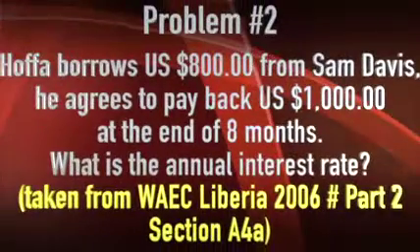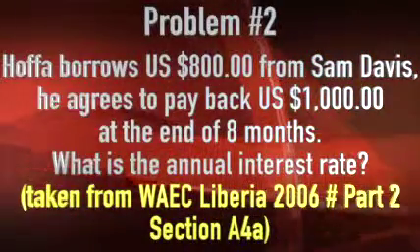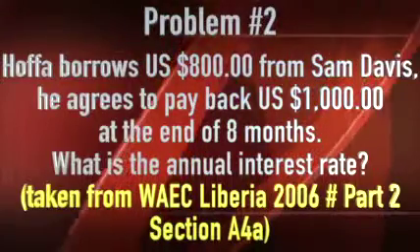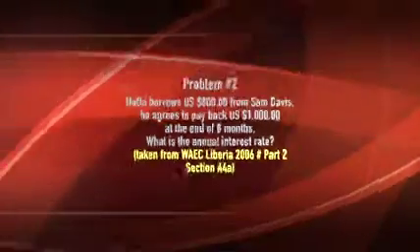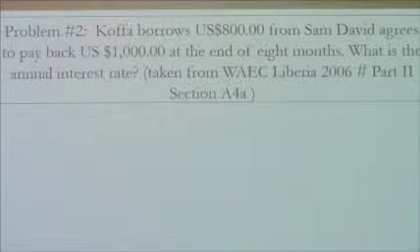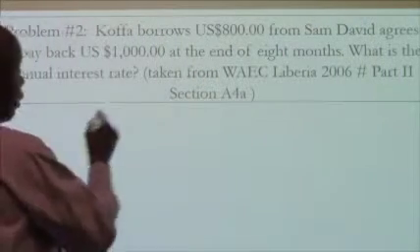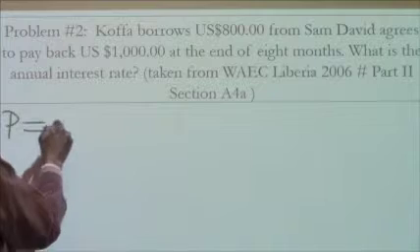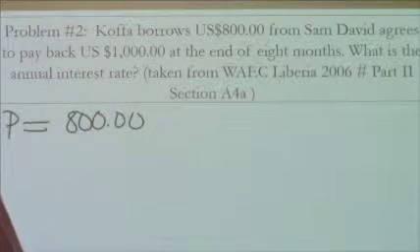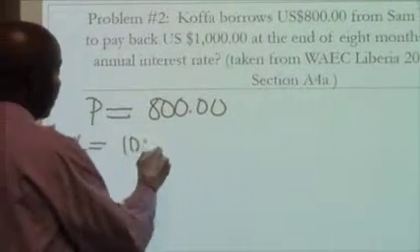So the next problem is taken from WAEC Liberia 2006. This was part 2, section A, problem number 4A. So it's one of those essay problems. Kofa borrowed $800 from Sam David and agrees to pay $1,000. Now this problem did not specify, but it's indeed called simple interest. So we're going to say $800. What is $800? $800 is the amount borrowed. The amount that you borrow is your principal. And he agrees to pay what? $1,000. So the amount he's going to pay is $1,000.